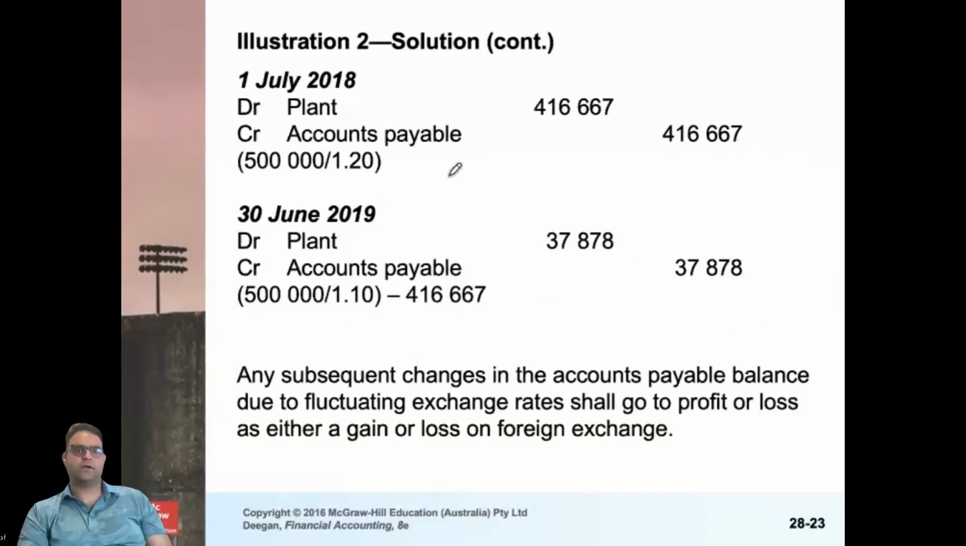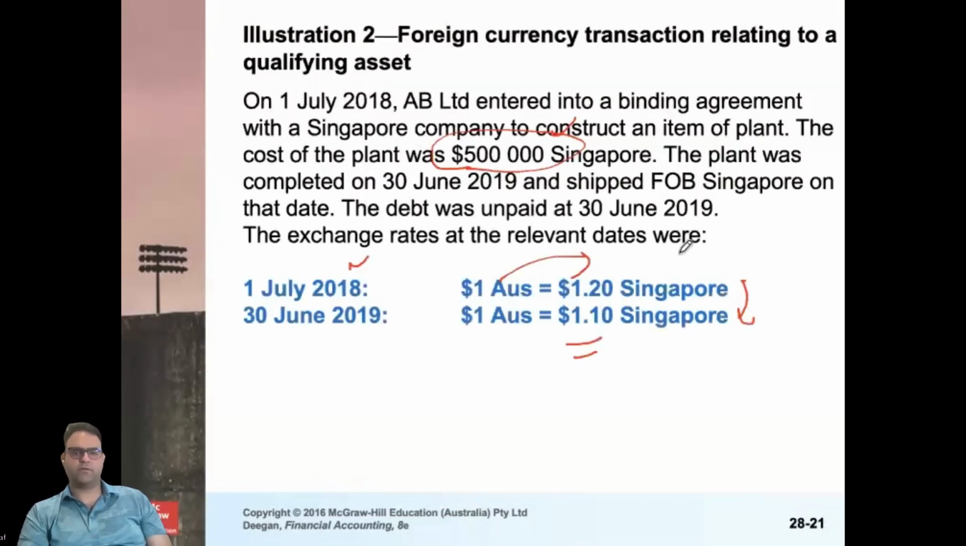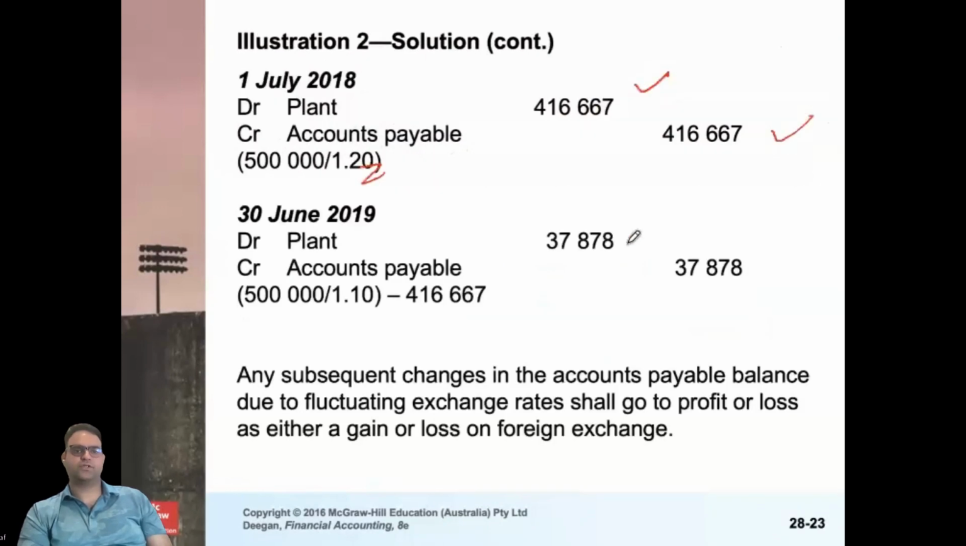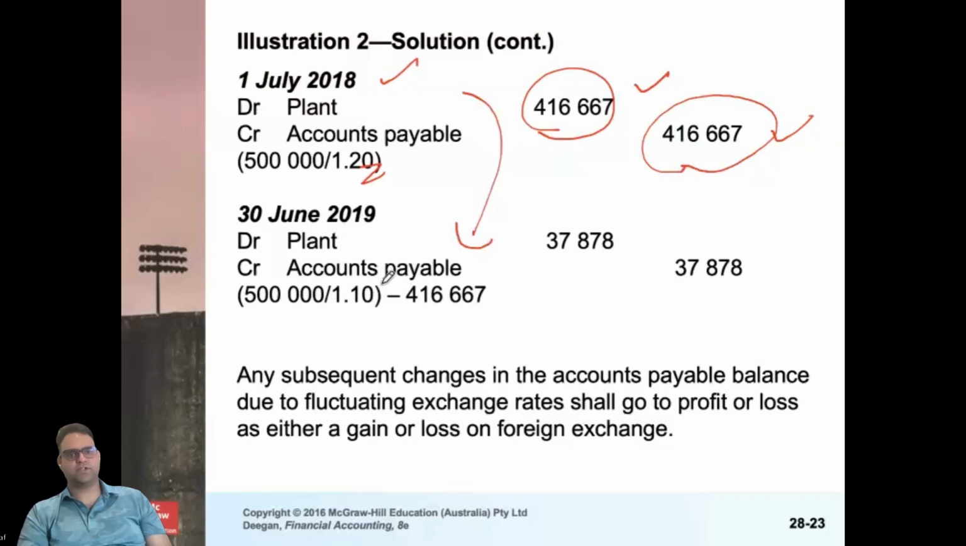So first, we take a plant, and the account payable was at 1.2. Going back, this was 1.2 for the Aussie dollar. Now it changed after 1 year. So this was the start of the building. We record on the plant, debit, payable, credit. After 1 year, when there is a difference in the exchange rate from 1.2 to 1.1, we compare it with this amount, to see how much it has increased or decreased. So once you get fewer Sing dollars as compared to 500,000, so 37,000 will be up more.